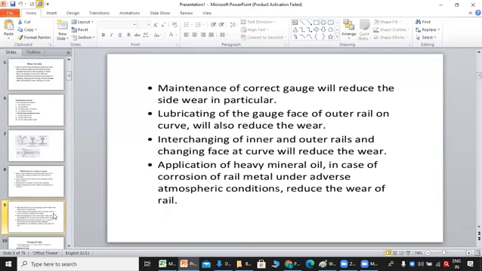If we do not interchange the inner and outer rail, then the life automatically decreases, because one rail is completely damaged, and then obviously our maintenance cost increases. So if we interchange the inner and outer rail on a particular curve, then obviously we can minimize or reduce the wear. Application of heavy mineral oil in case of corrosion of rail metal under adverse atmospheric conditions also reduces the wear of rail.